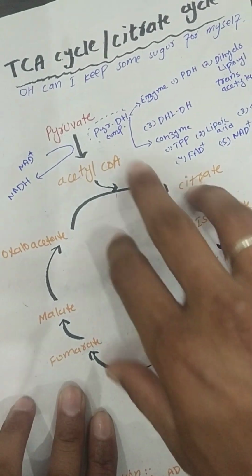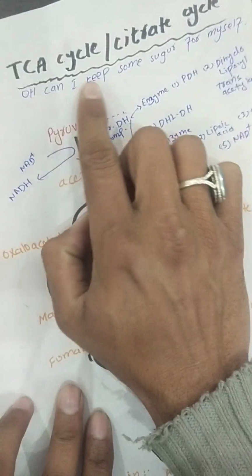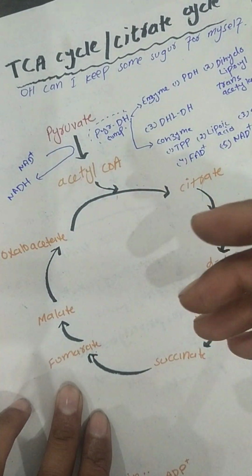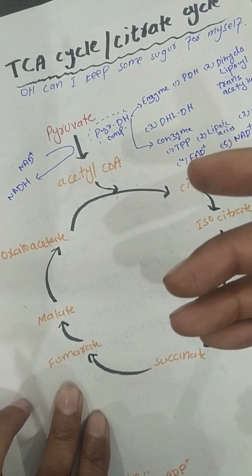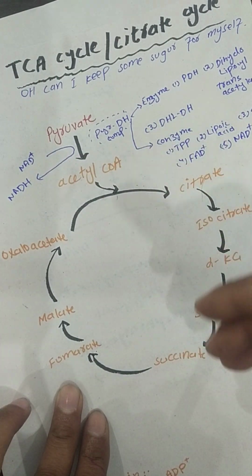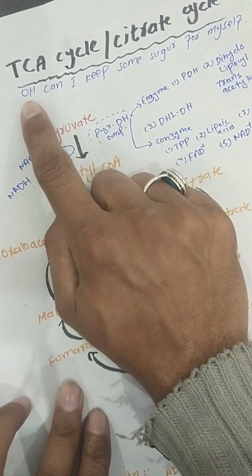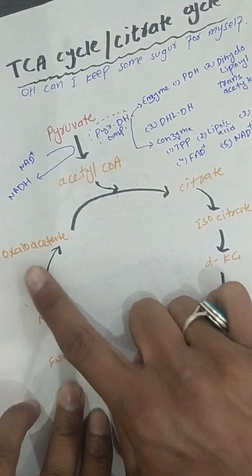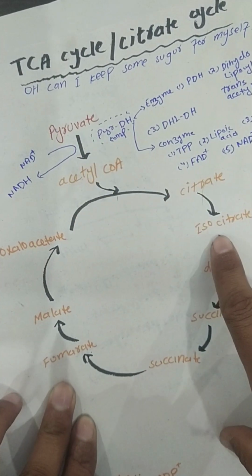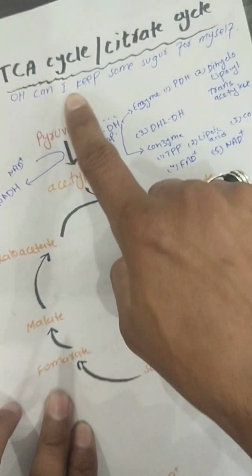We have a mnemonic: Oh, can I keep some sugar for myself? It means, can I please keep some sugar for myself so that I can use it later. So O is for oxaloacetate, C for citrate, I for alpha, I for isocitrate, and K.